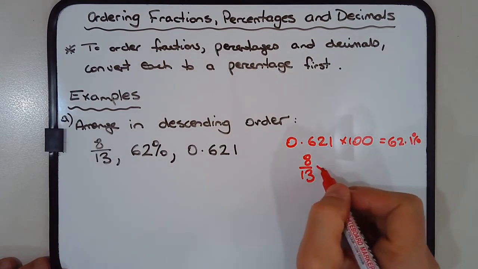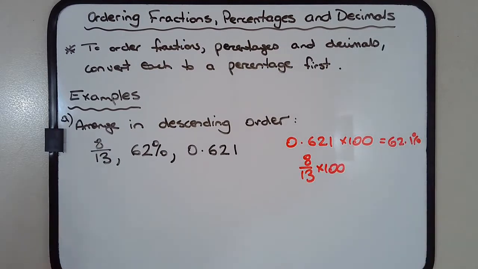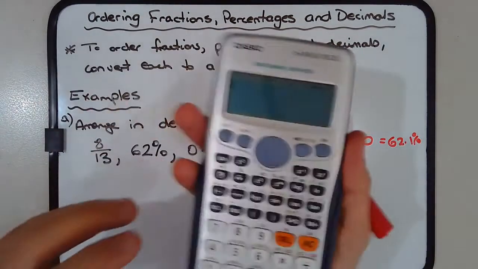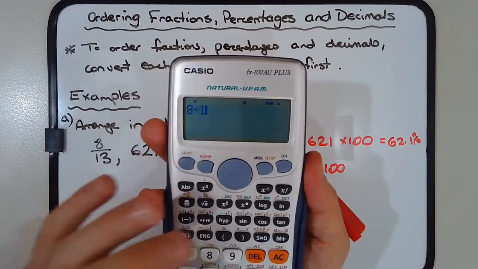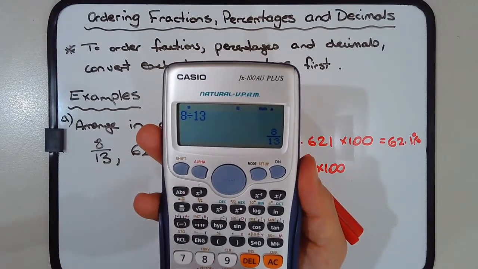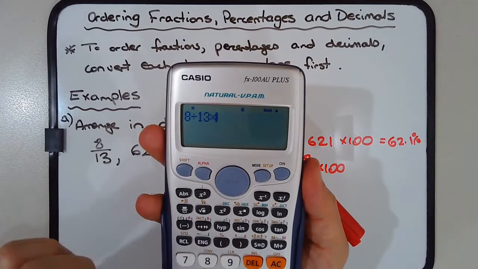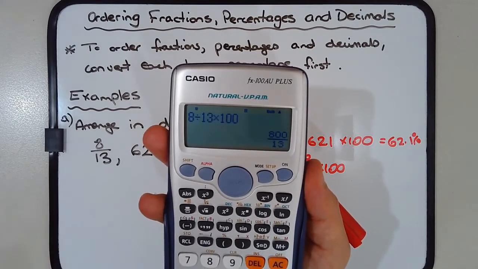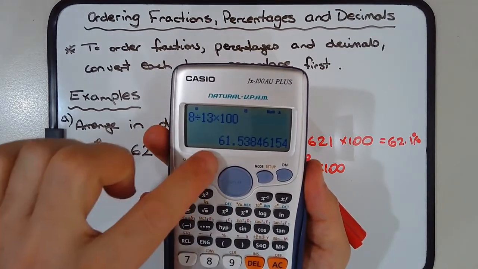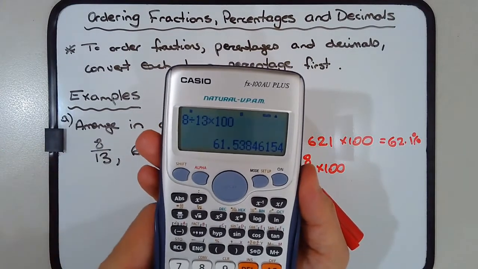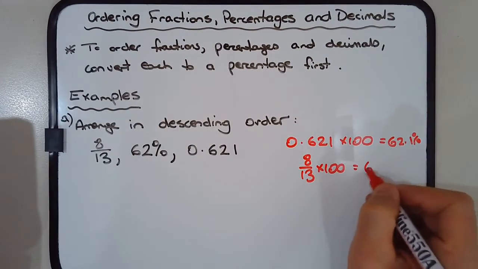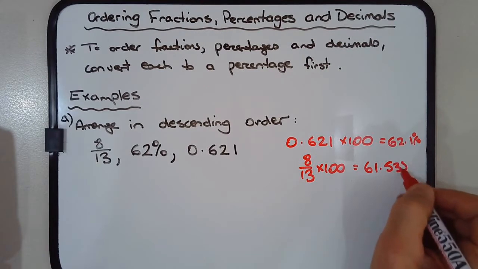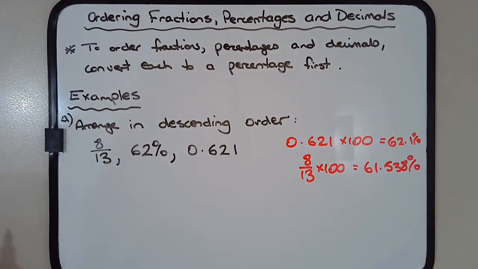But what about 8 on 13? We're going to multiply that by 100 and we need to add the percentage symbol. We're going to use a calculator for this one just to save a bit of time. 8 on 13, multiply that by 100, press the SD button, and we get 61.538%. I've just kept it to 3 decimal places. So 62.1%, 61.538%, and 62%.